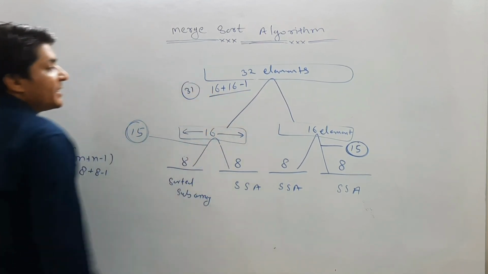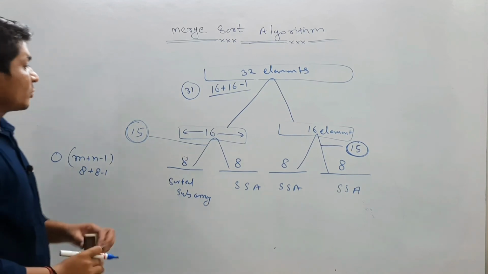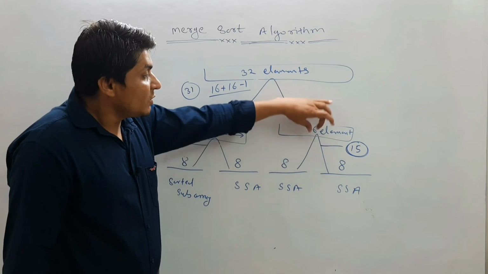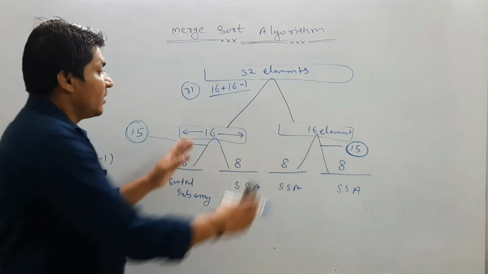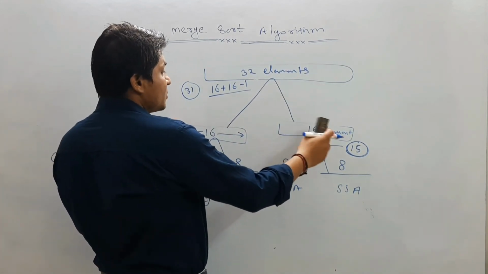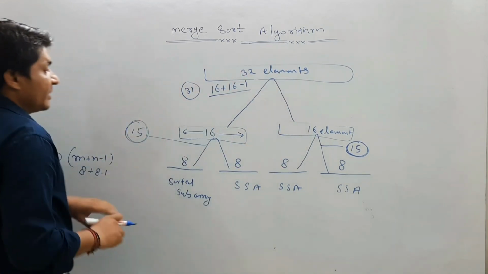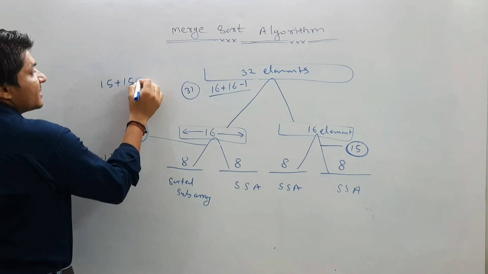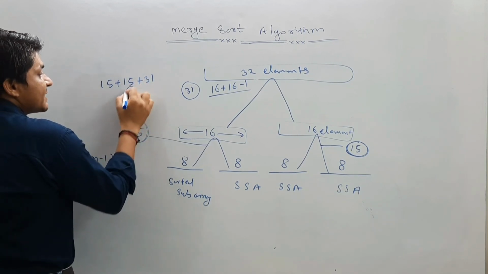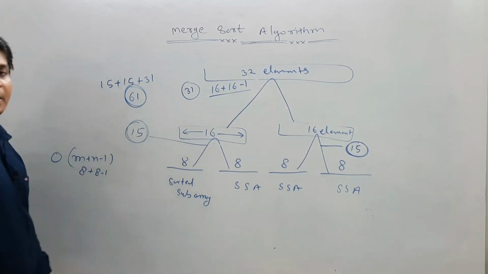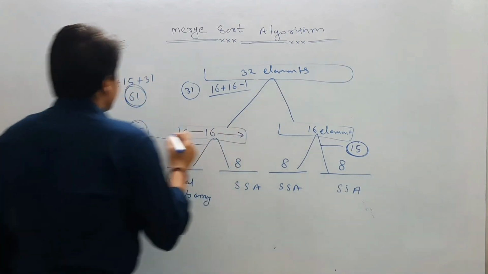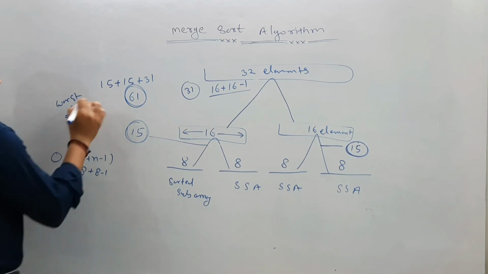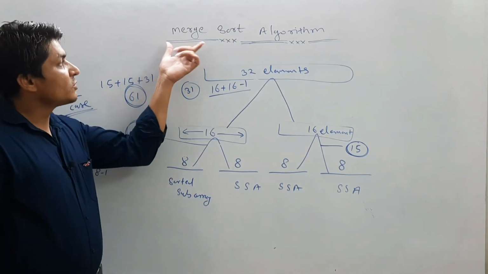So overall, how many comparisons does it require in total? 15 comparisons to merge these two sorted arrays, 15 comparisons to merge these two arrays, and once you merge these, it requires 31 comparisons. So the total is 15 plus 15 plus 31, which is 61 comparisons overall, correct? In the worst case. So this is the worst case number of comparisons. This is all about the merge sort algorithm.